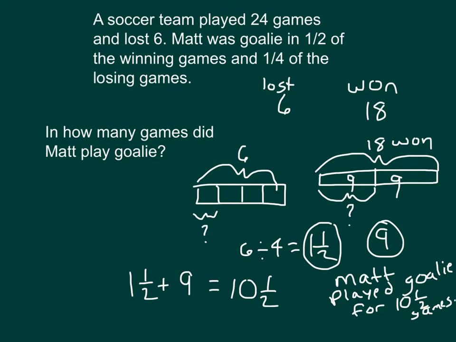And then we had our work to support our answer. I probably should write in a 1.5 here as well. This was the amount of games that they had lost where he was playing goalie. And this one here is the amount of games that he played goalie when the team had won.